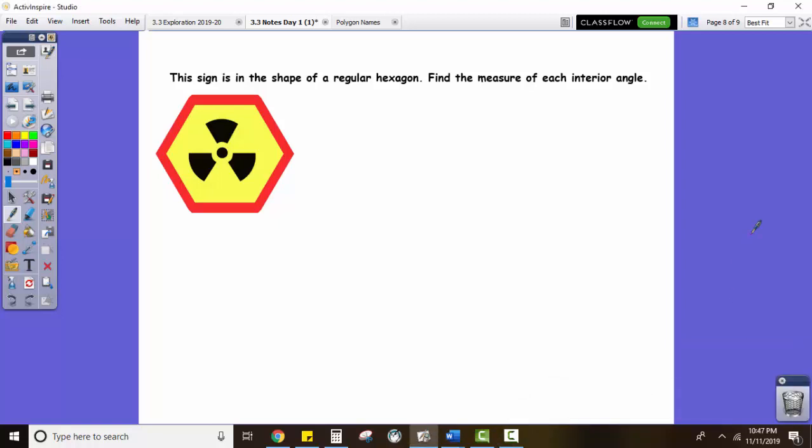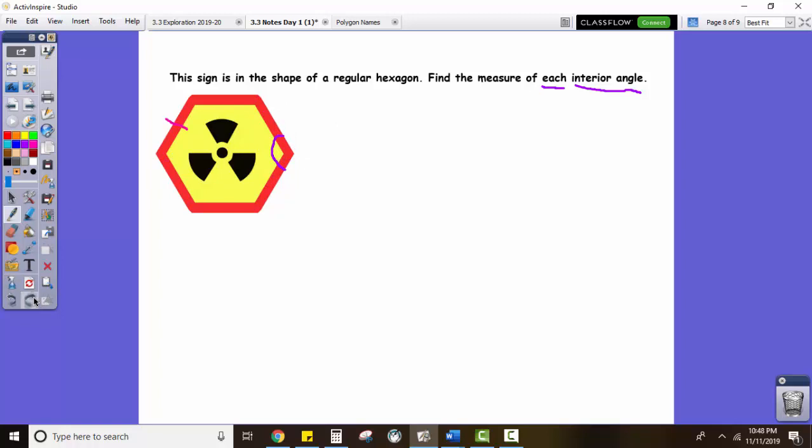Okay, and our last example for this lesson. It says this sign is in the shape of a regular hexagon. Find the measure of each interior angle. So when we look at it, each interior angle means we want to find how many degrees this angle is. Remember, if it's a regular hexagon, all of these angles are the same degrees. So once I found one of them, I found all of them.